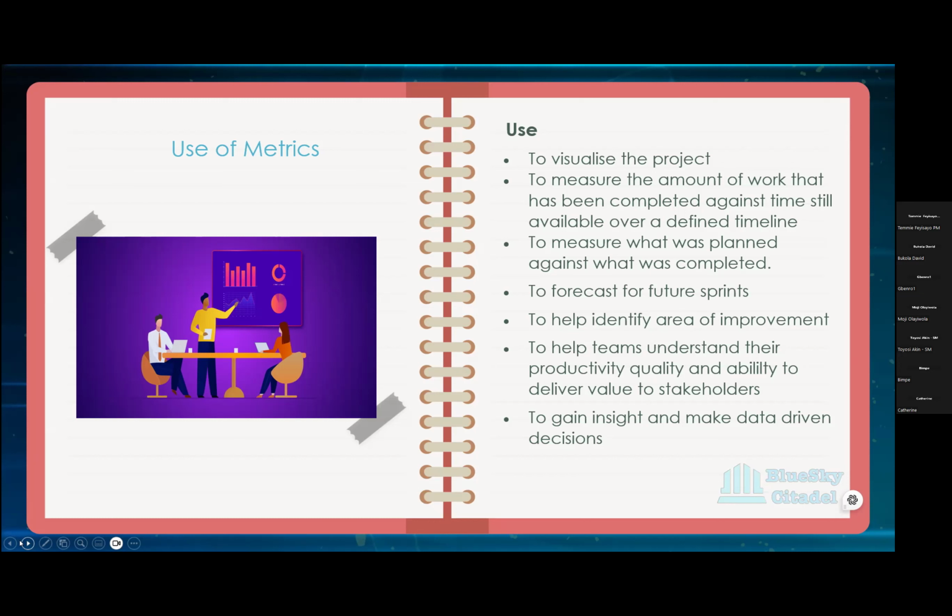And then the last point, as I already explained, is that it helps you to gain insight and make data-driven decisions. When you've shown it to them, they can see and gain insight. Oh, okay, so this is what happened, this is what the chart is saying. They want to put improvements in place and make some decisions going forward on how to improve on whatever the chart is showing or telling the team.